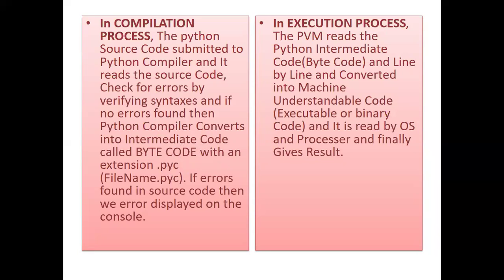If an error is found in the source code, then the error will be displayed on the console. In the execution process, the PVM reads the Python intermediate code line by line and converts it into machine understandable code, that is executable or binary code, which is read by the OS and processor and gives the result.